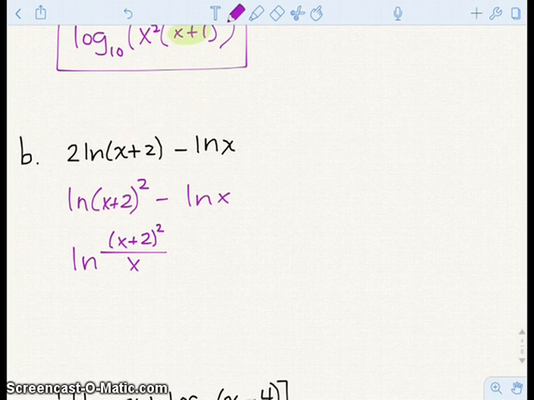I can't cancel those x's. This is really x plus 2 times x plus 2, so it's really x squared plus 4x plus 4. I can't cancel anything. So that's as good as it gets, and this is my final answer.